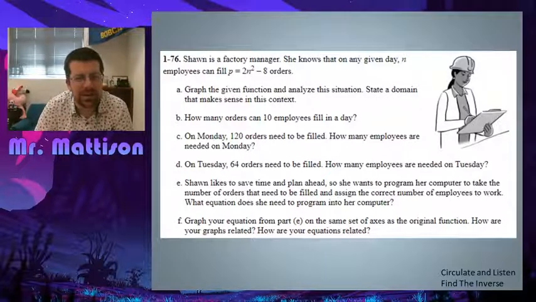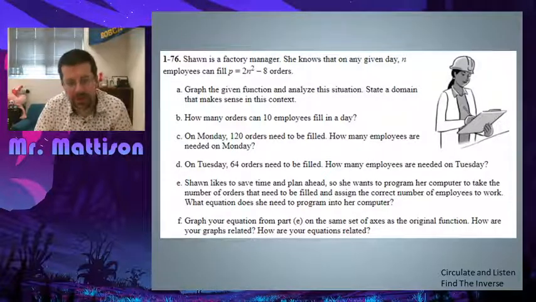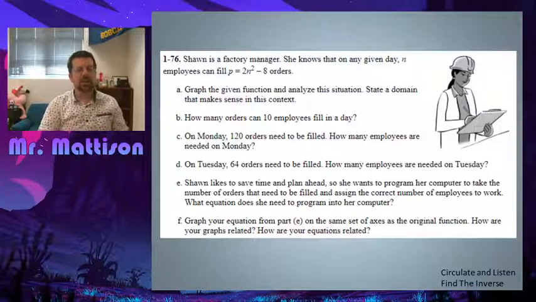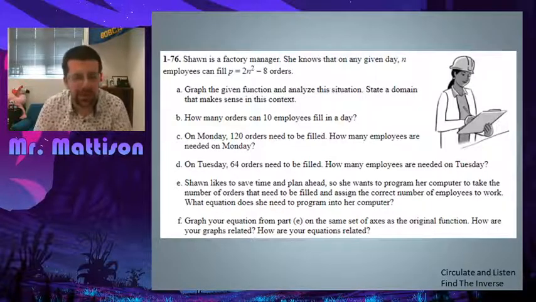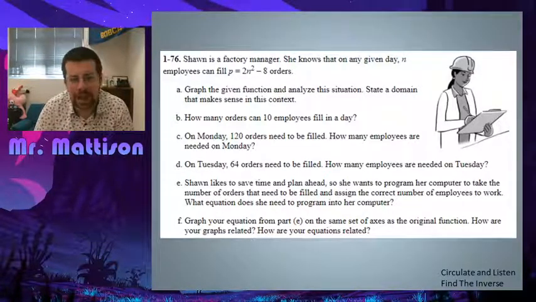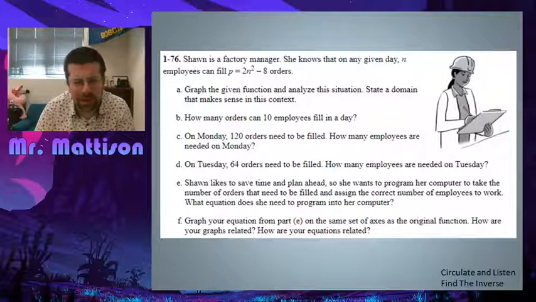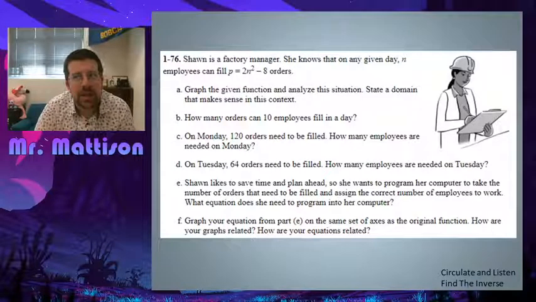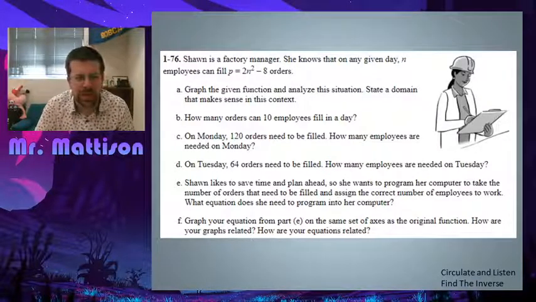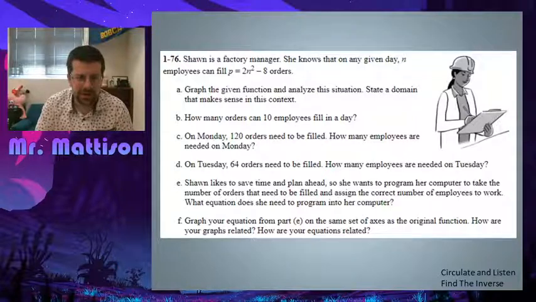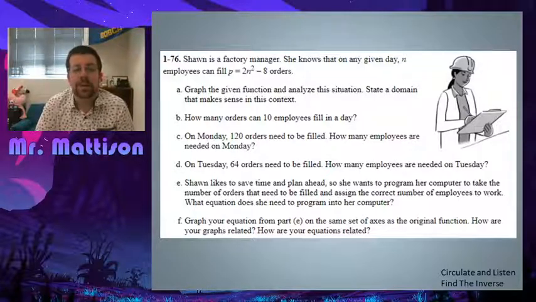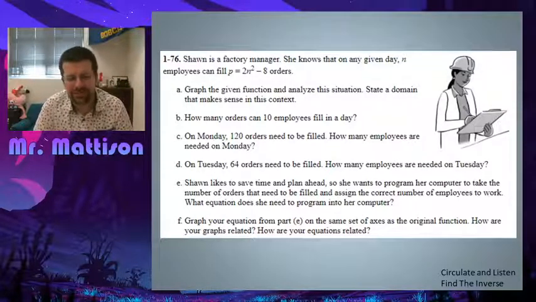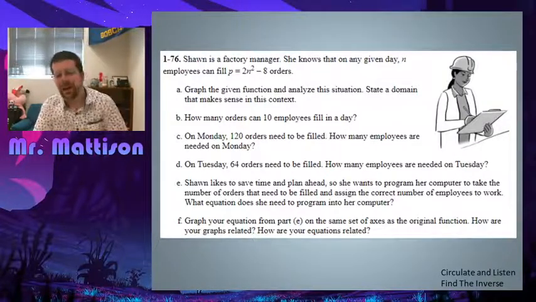Then we get to part C. If we have 120 orders to fill, how many employees do we need? To do that, as well as part D, where we have 64, we plug that number into P, and then we do a little bit of algebra to get N by itself. Now you're going to be taking a square root of both sides on those ones. In doing that, you're going to have a plus or minus. We really don't care about the negative option because we're not going to have a negative number of employees doing work for us. So we only really care about that positive option.